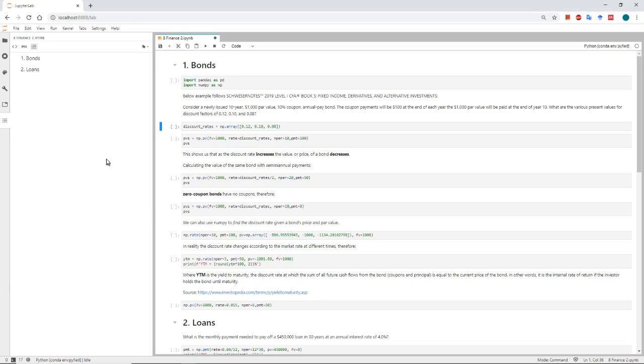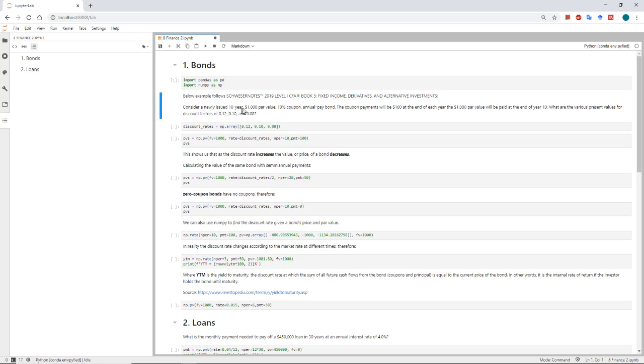Okay, so for the second lesson in the finance notebook, lesson 6, let's look at two financial instruments, bonds and loans. And so again, start importing our libraries. Here's an example that we can take a look at and see how to approach it using Python.